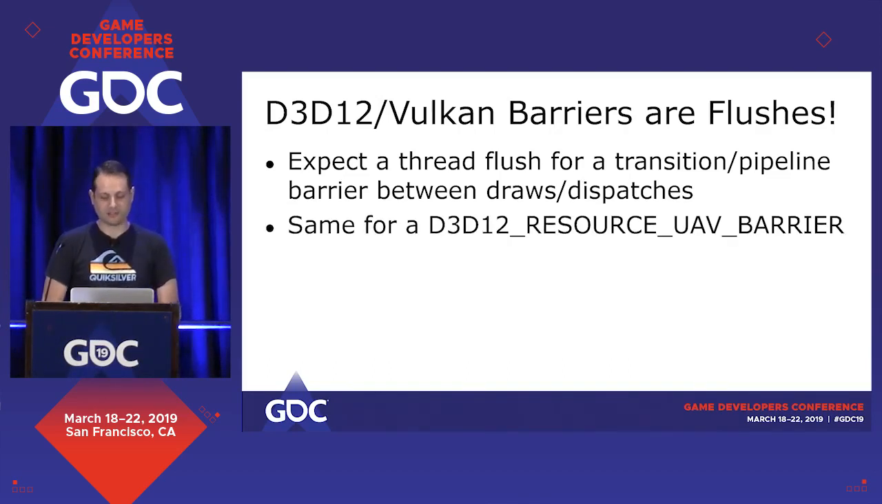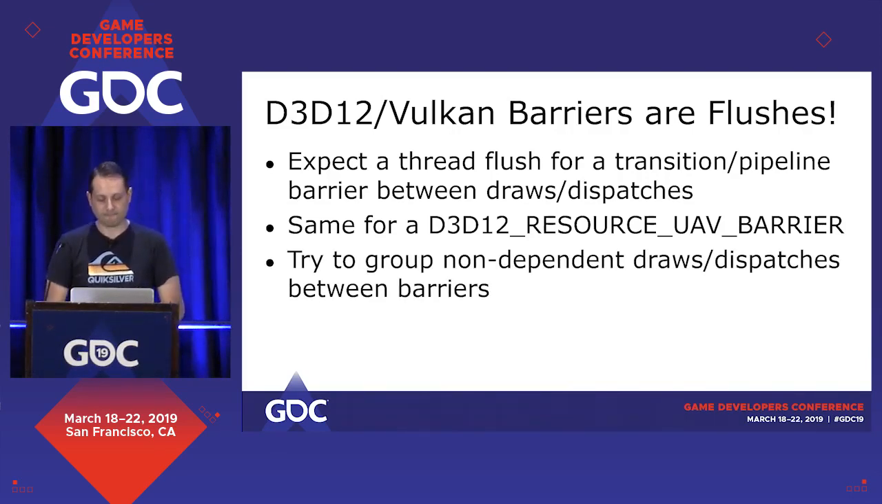And then it's also the same if you do the UAV barriers that are available in D3D12, which has similar implications, because that's implying that you want the data written into a UAV from a dispatch or draw to be visible for any subsequent dispatches or draws. And so you should really try to always group your non-dependent draws and dispatches. If you have things that don't have dependencies, it's great if you can group them in with other things between your barriers.